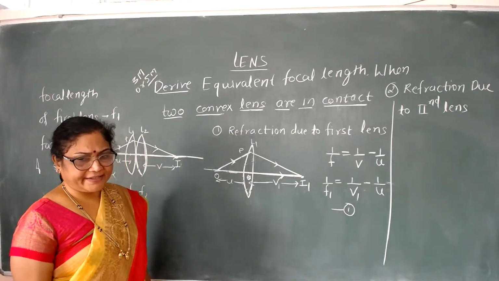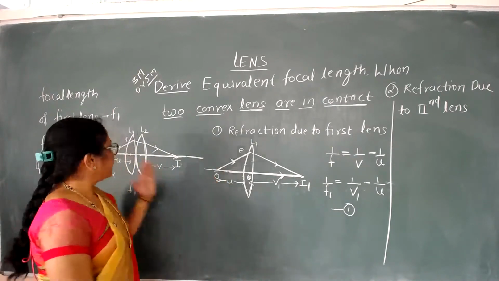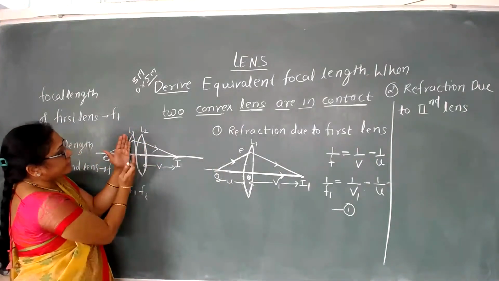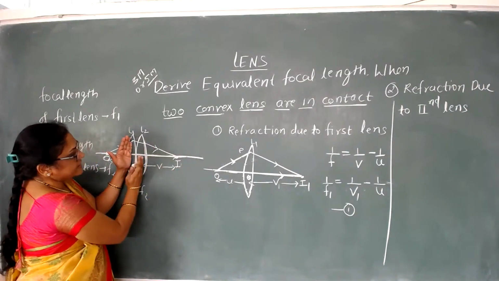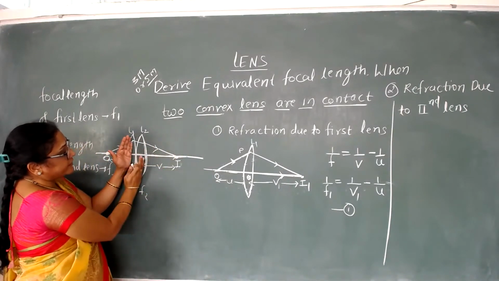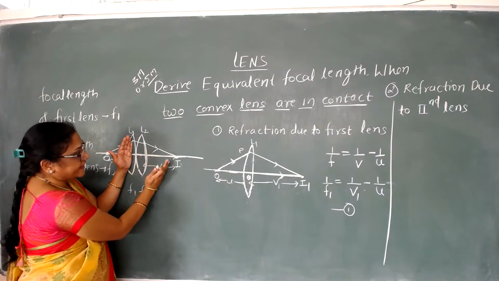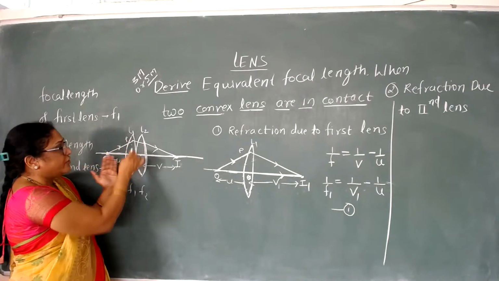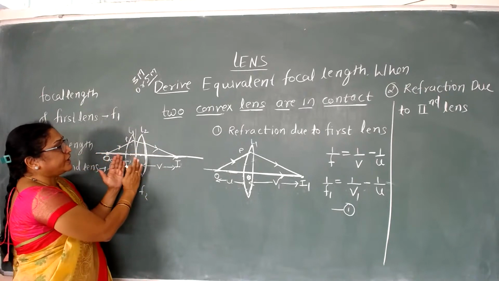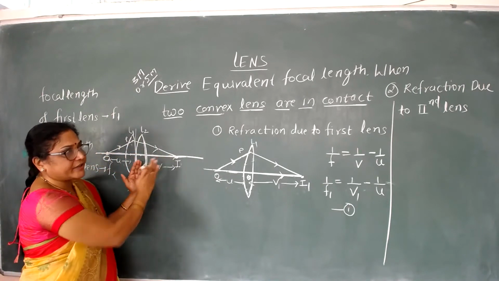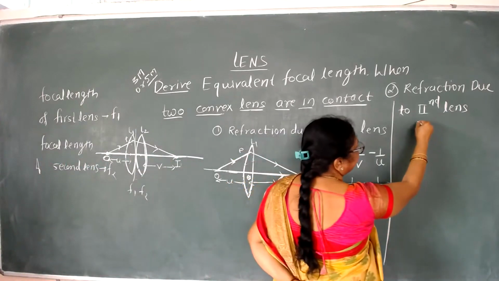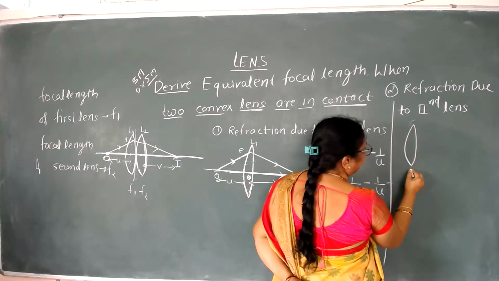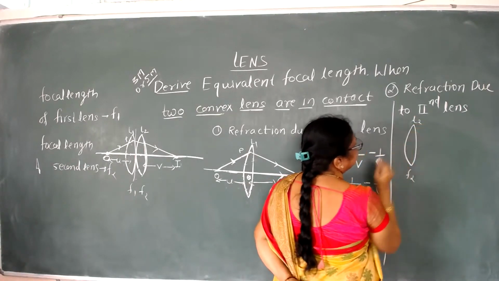Now consider the second lens. When we consider the second lens, we consider this portion only. Means when the refraction takes place due to the second lens, the real object is not there. We consider only the second part of that figure. So this is the second lens, whose focal length is f2, and the lens is L2.